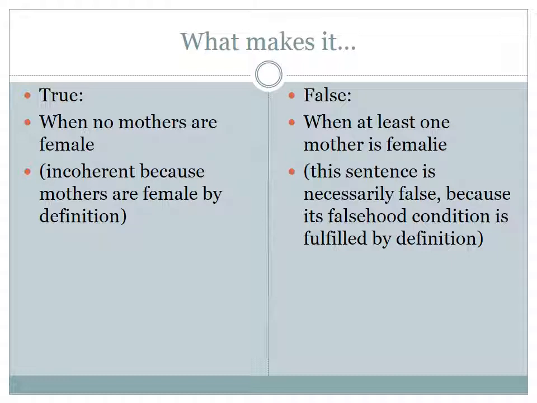And so the statement is false when at least one mother is female. And the sentence is what we call necessarily false because its falsehood condition is fulfilled by definition. Okay, by the definition of a mother as a female parent.